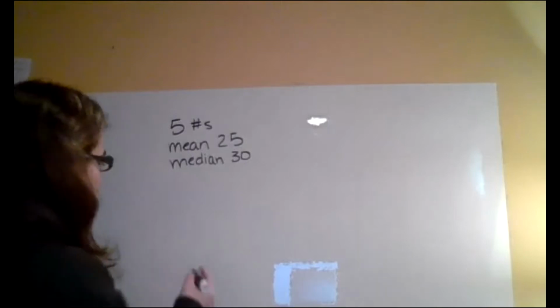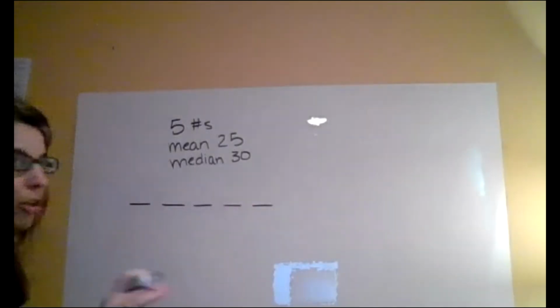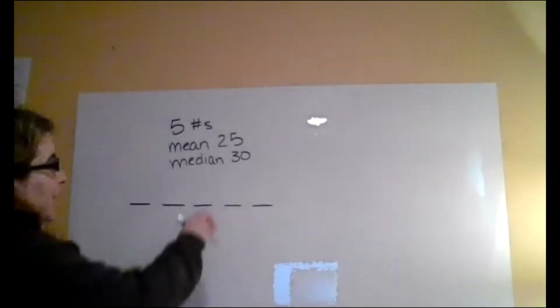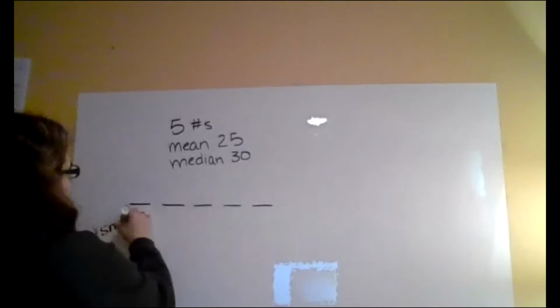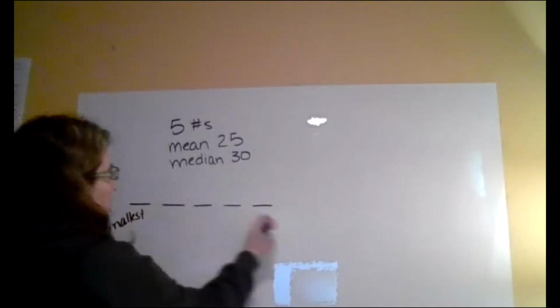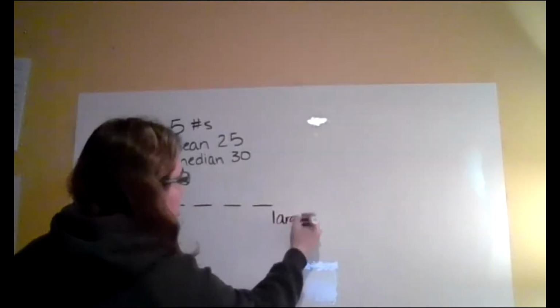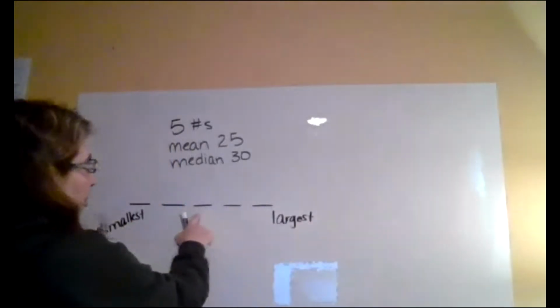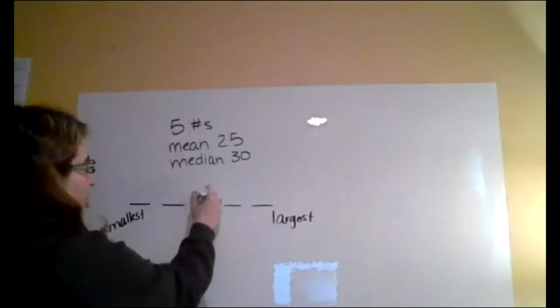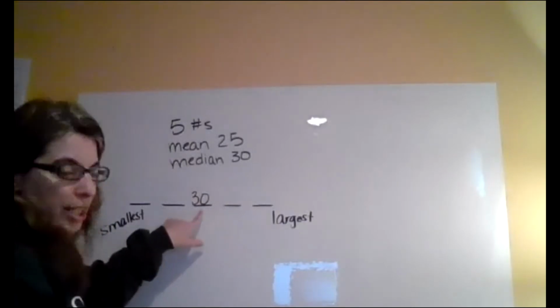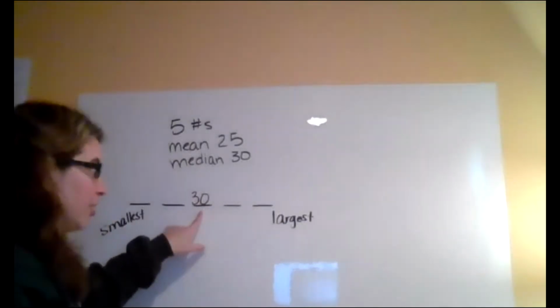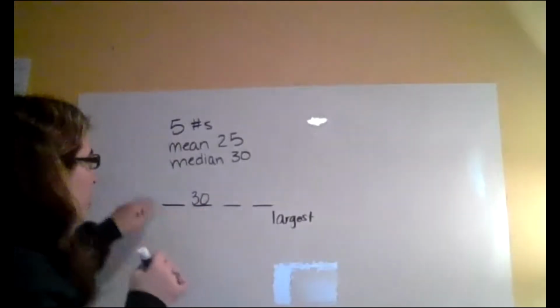So we know we need to have 5 numbers, okay? No more, no less, exactly 5. And if the median is 30, when we have 5 numbers, if we have them ordered from the smallest to the largest, then the median is my middle number. And since I have an odd number of numbers, I just have one middle number. So this middle number has to be 30. No matter what else your numbers are, it has to be 30. And it has to be 30 when they're in order.